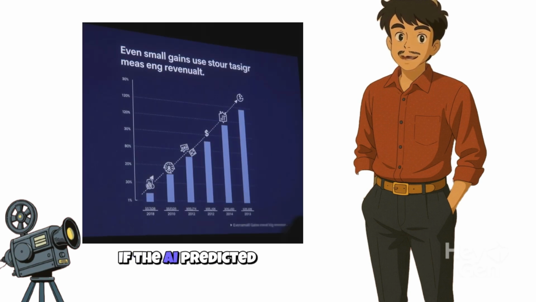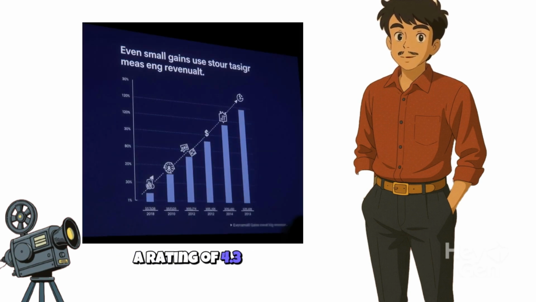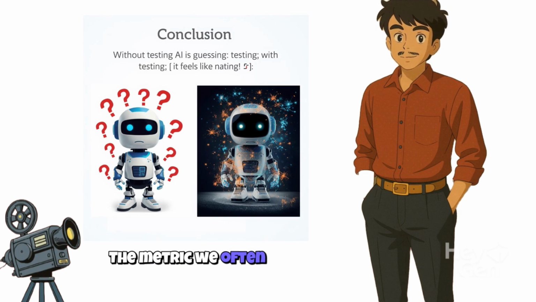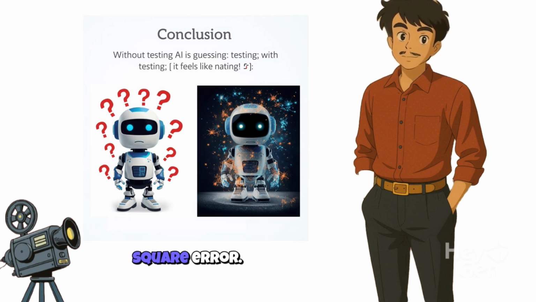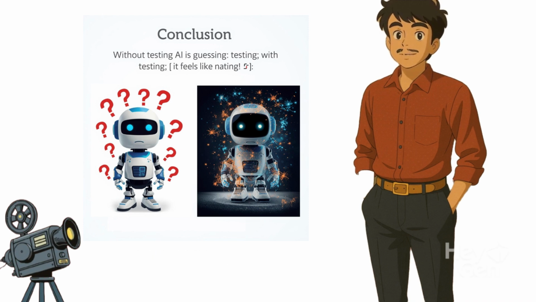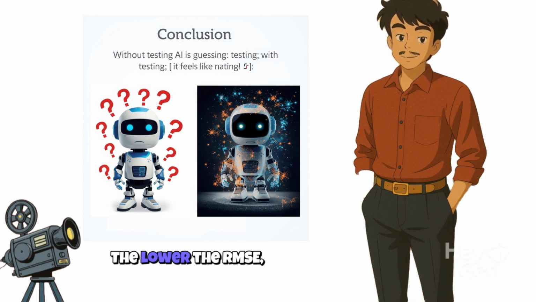If the AI predicted a rating of 4.3 but the actual rating was 4, then it's pretty good. If it predicted 5 but the user hated it and gave a 1, then it's a failure. The metric we often use is RMSE, which stands for root mean square error. Think of it as the AI's report card. The lower the RMSE, the better the AI is at guessing what you love.